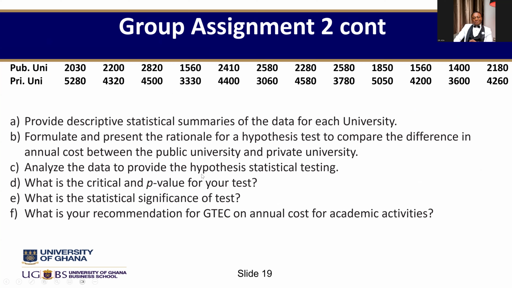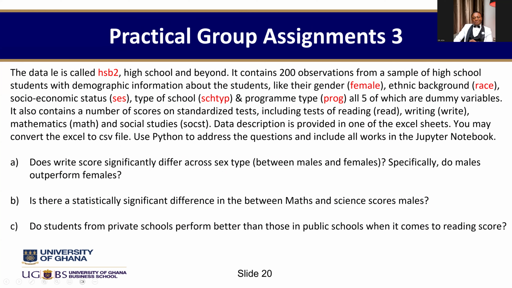Analyze the data to test the hypothesis. Find the critical value, find the p-value. What is the statistical test of significance? And then what is your recommendation for GTech when it comes to annual cost of universities? So you have to do that and submit it also as a group.